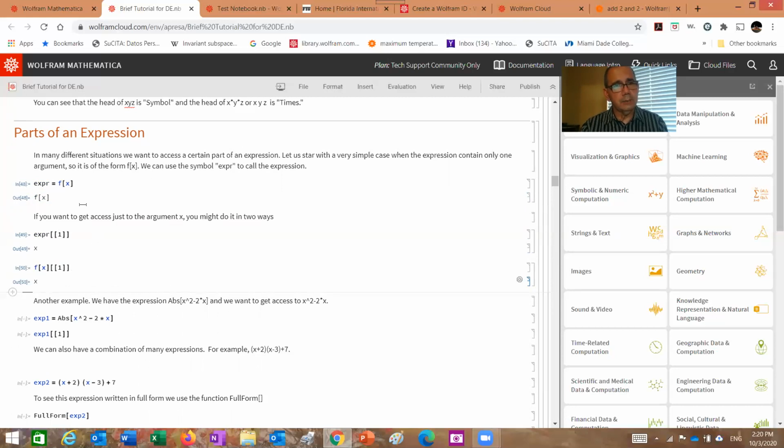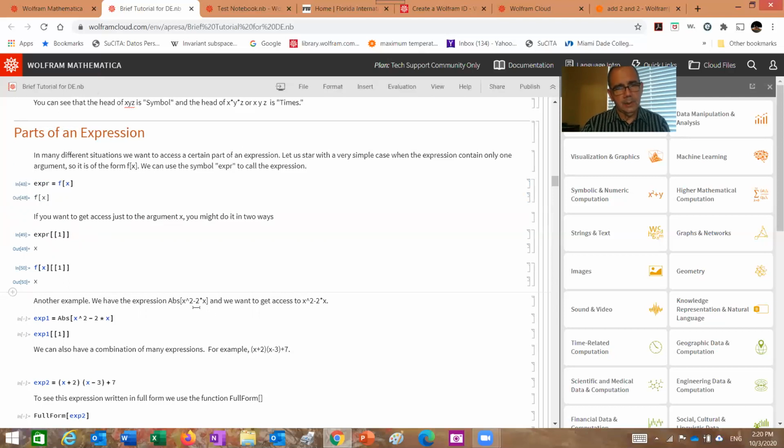This is very convenient because sometimes we have an expression and we want to get rid of the head. We want to get only one of the arguments, or all the arguments, or the list of all the arguments, and this is what we can do to get it, okay?